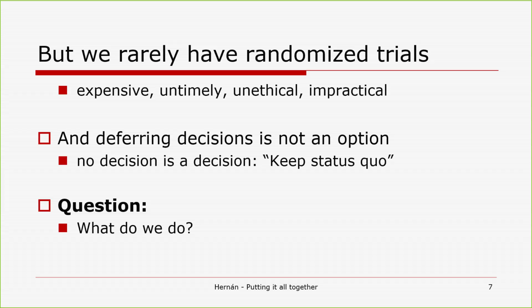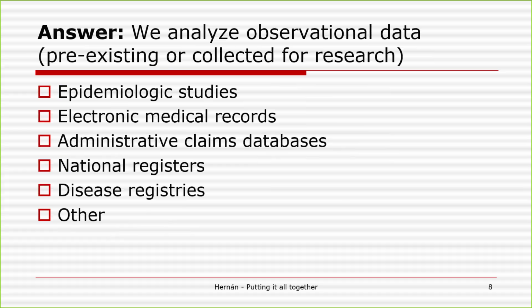We don't have that right now, because it may be very expensive, it may be impractical, or it may take so long that by the time we learn the results from the trial, they are not useful anymore, etc. So for all those reasons, what we do is we analyze observational data. There are many different types of observational data. Some of these data sets are created for research, and some of them are not.